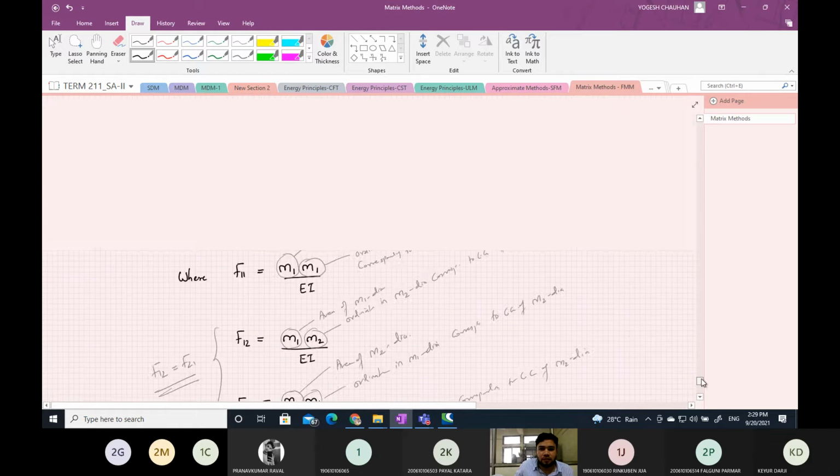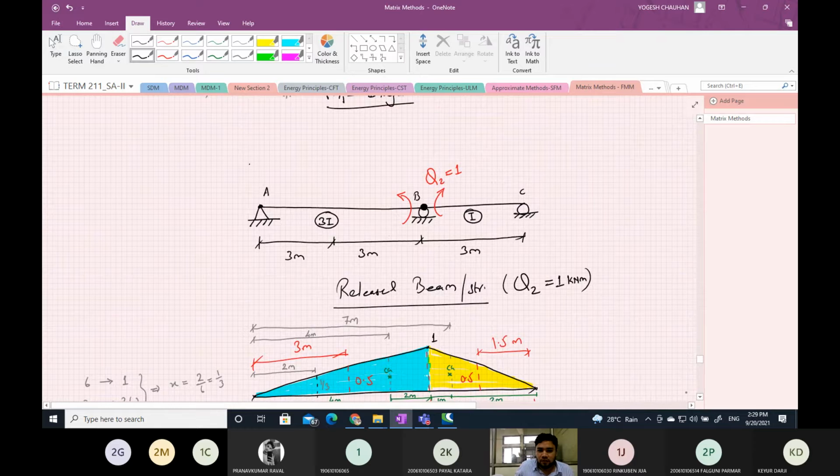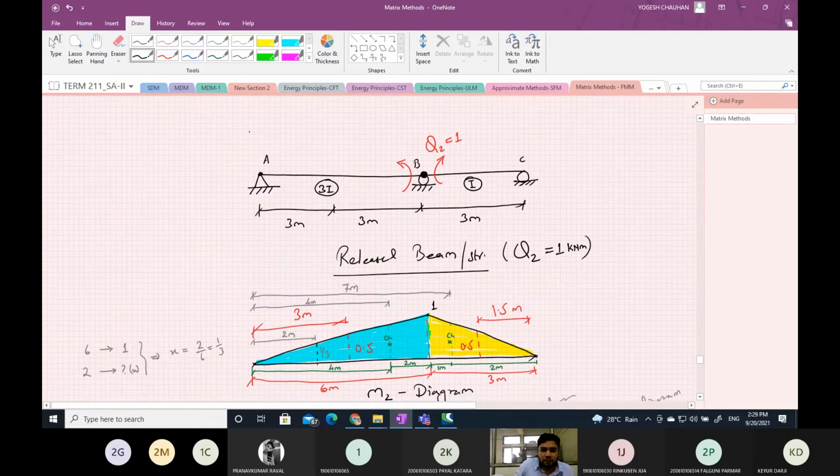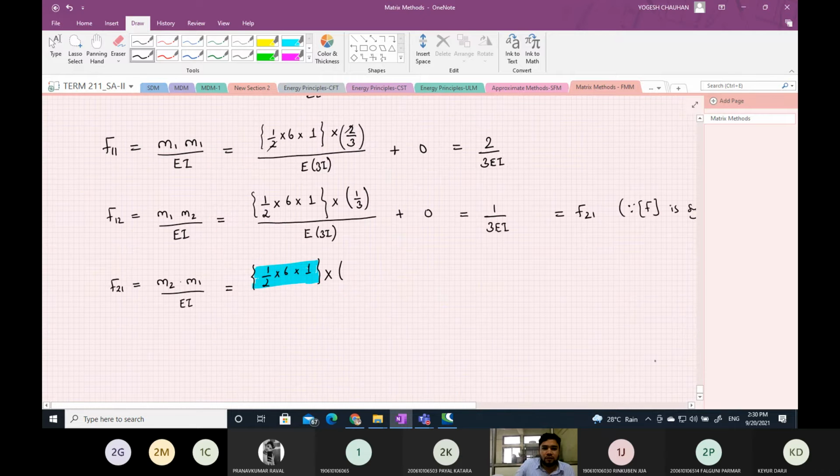So corresponding ordinate, the CG of this is at 4 meter. So corresponding ordinate at 4 meter in M1 diagram is 1 by 3. Okay, multiplied with 1 by 3, divided by the flexural rigidity of this segment, which is 3 EI.